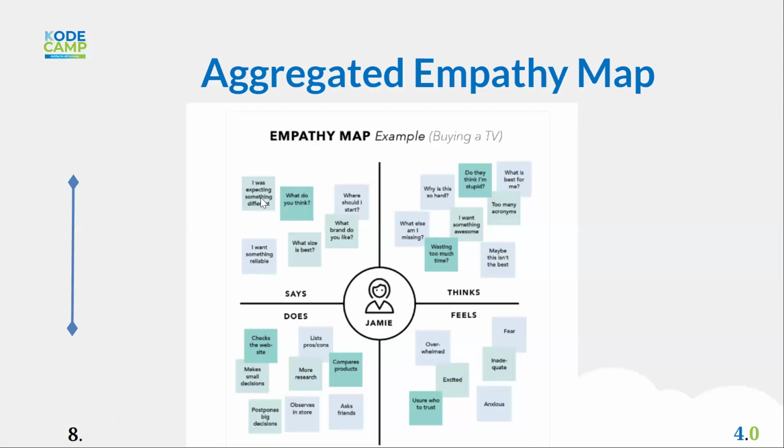He or she can say, I was expecting something different. I want something reliable. So this person actually interviewed 1, 2, 3, 4, 5, 6 participants, and placed everything that they said on the same quadrant. Then on the Think quadrant, everything that they thought about buying a TV was placed on the Think quadrant. Everything they do was placed on the Do quadrant, and Feels too.